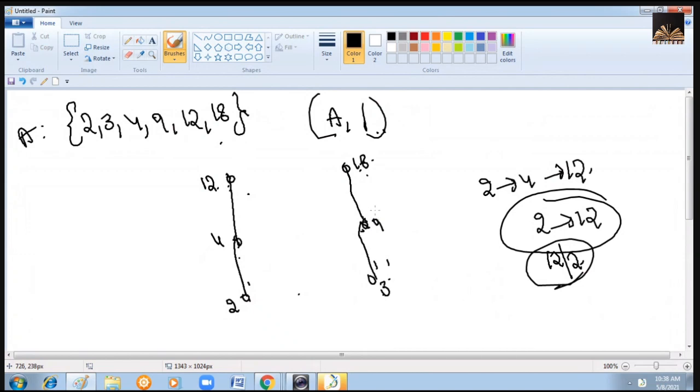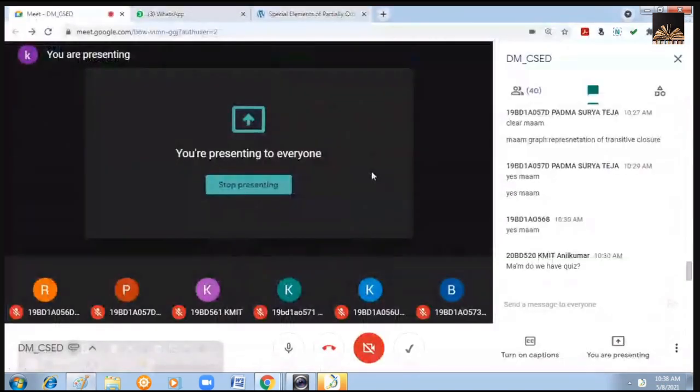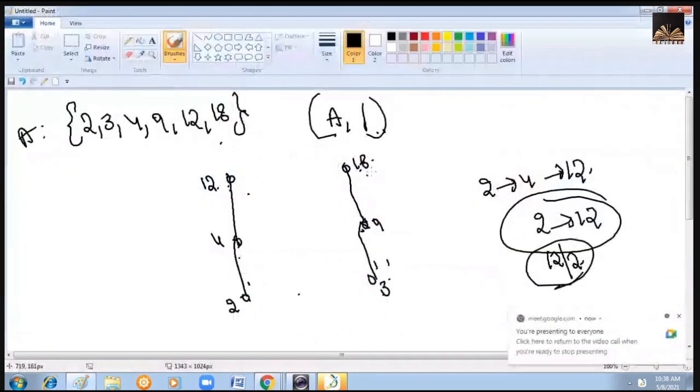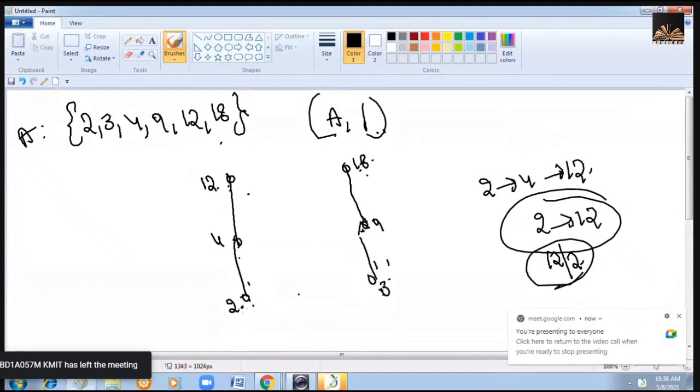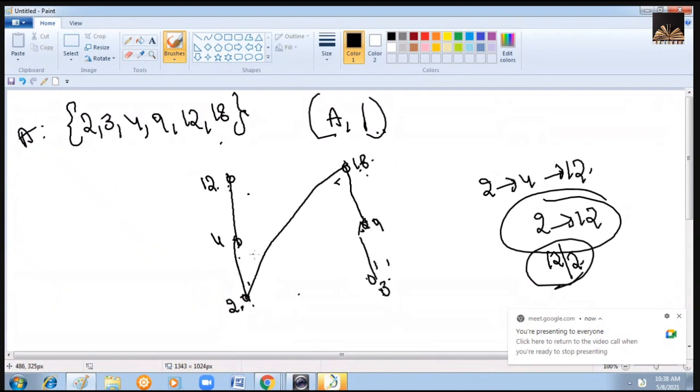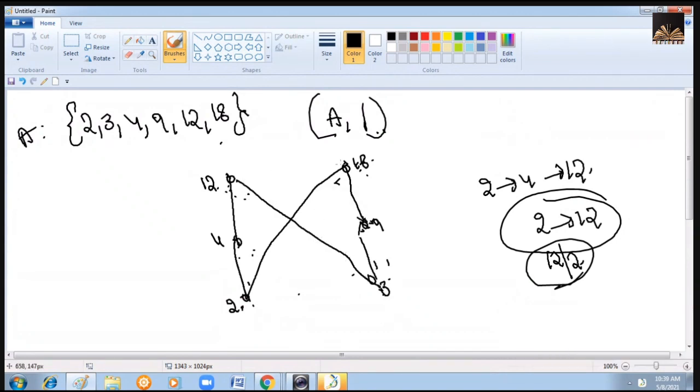Right? Can we have any other edges? Other than these, is any other edge possible? 2 to 3? No. 2 to 9? Not possible. 2 to 18? Yes, it is possible. Why? Because 18 is divisible by 2. 4 to 3? No. 4 to 9? No. 4 to 18? No. 12 to 3? Yes. 12 to 9? No. 12 to 18? No. Any other edges possible? So this is the corresponding Hasse diagram for the given relation.